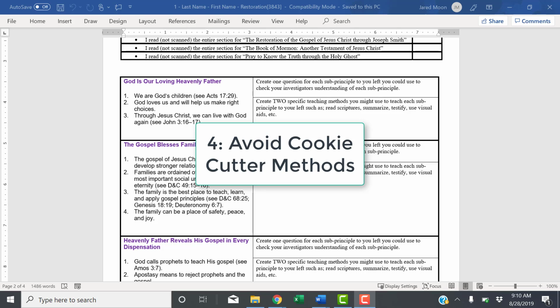Most of us love cookies and they're delicious, but that's beside the point. What we mean here is we don't want you following the same exact pattern over and over and over again. For example, it's easy to fall into a pattern of, I'll explain this and then I'll read this scripture, then I'll explain this and I'll read this scripture. We want you to be creative.